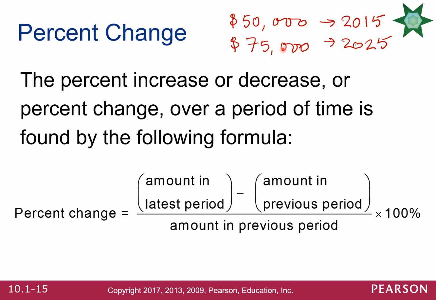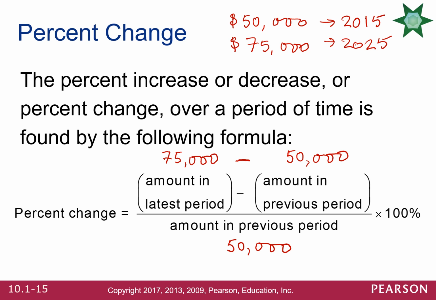All right. So using this example, amount in latest period means recent period. So more recent is 2025. So amount in latest period would be $75,000 minus in the previous period, that is 10 years back, what the tuition was. So that's 50,000 over, divided by amount in previous period. That means the 2015 tuition has to go in the denominator, so 50,000.